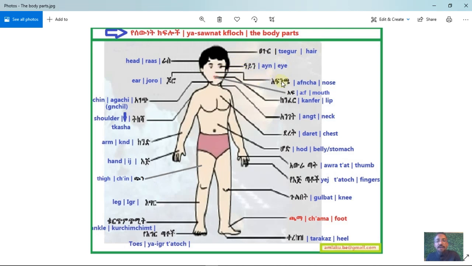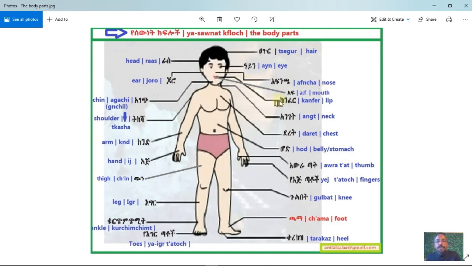Afincha, nose. Af, right here. Af is just the first half of the word afincha, the first two sounds in the word. In Amharic, we just say afna afincha. So they sound almost the same, which makes it easy to remember: afincha, af.